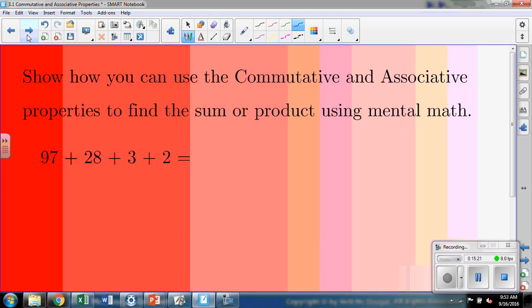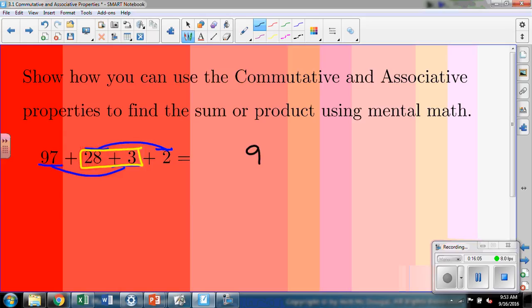Now we can also use these properties combined to do harder math in our heads. For instance, 97 plus 28 plus 3 plus 2. When we look at these, we should recognize that 97 and 3 are easy to put together. We should recognize that 28 and 2 are easy to put together. So we want the 97 and the 3 together. We want the 28 and the 2 together. The obvious choice then is to flip the 28 and the 3.